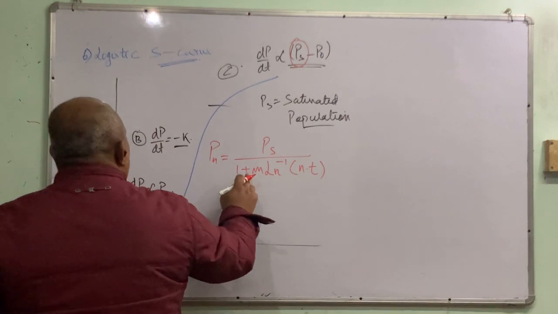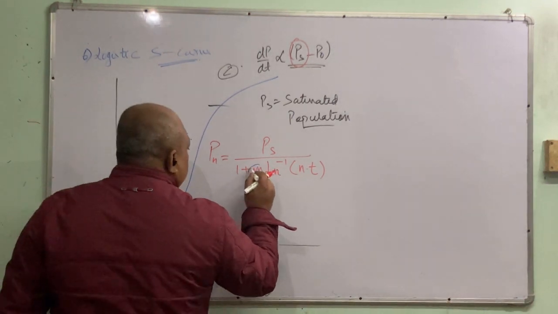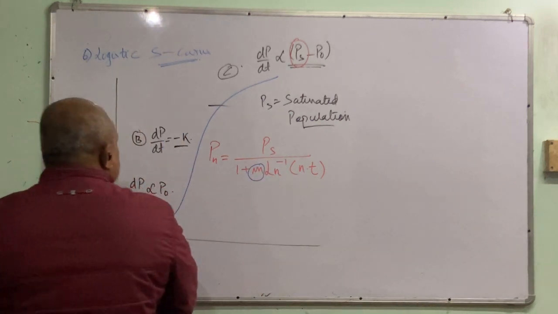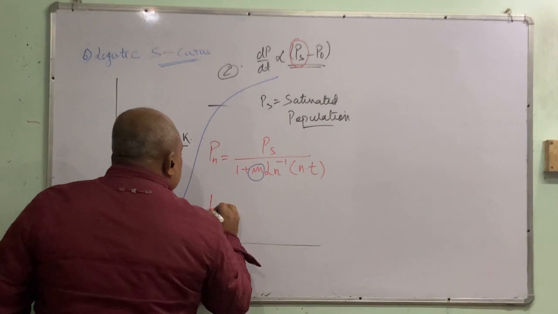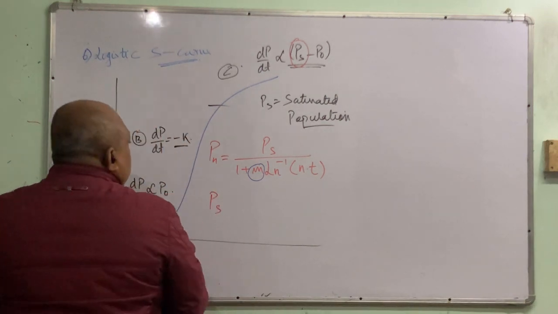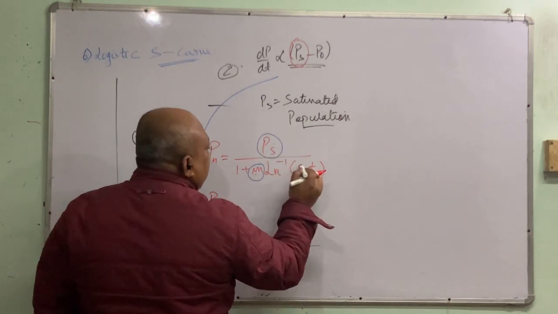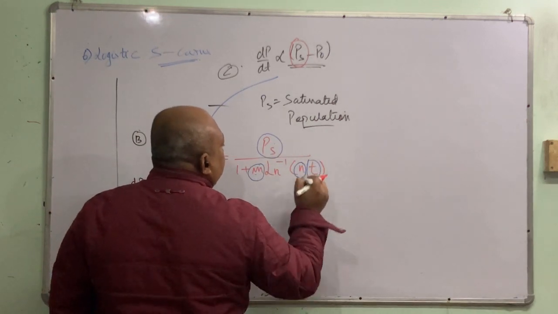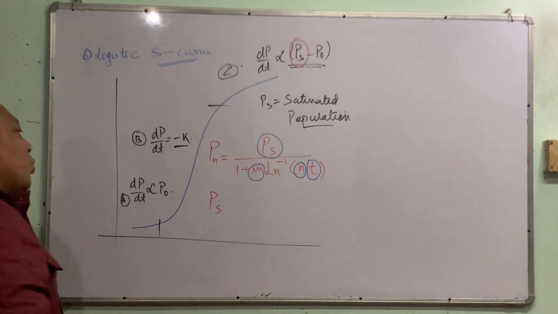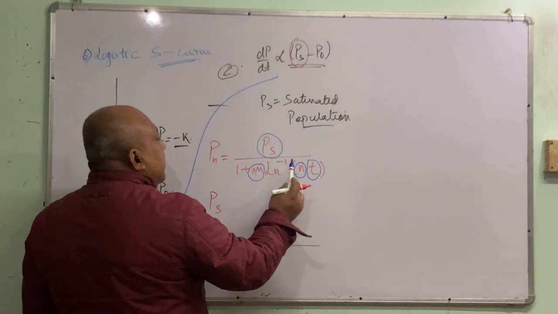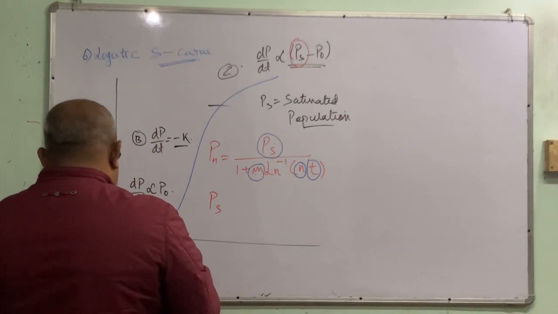Okay. Now, what is m? You may ask me, what is m? I'll give you one by one. PS is saturated population. And how can you find saturated population? In this place, you have four unknown values: P saturated, M value, N value, and T value. Clear? T is the number of years or days. So what is M, what is N, what is PS? In order to minimize the formula, we'll go this way.